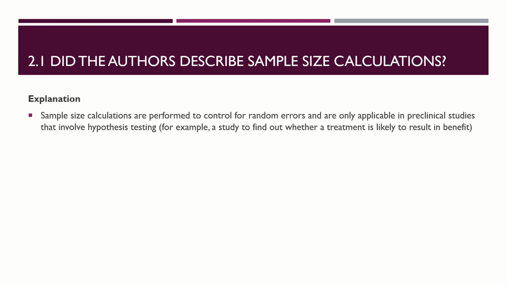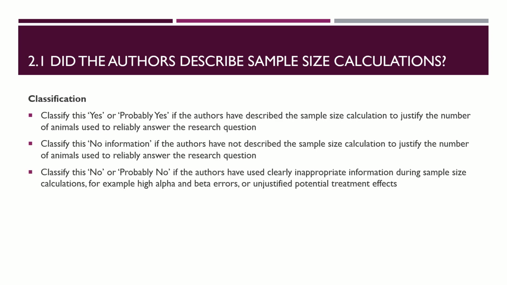Of course, without a sample size calculation, you wouldn't be able to know what the beta error is. So that's why it needs to be there. So classify this as yes or probably yes if the authors have described the sample size calculation to justify the number of animals used to reliably answer the research question. Classify this as no information if the authors have not described the sample size calculation to justify the number of animals used to reliably answer the research question. So if they have not described, then classify it as no information.